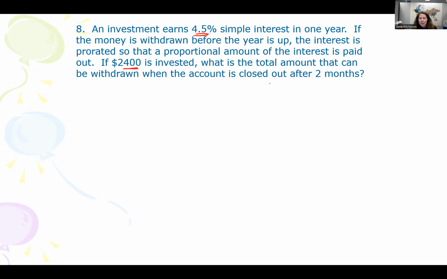All right, so we want to know the total amount that can be pulled out of this account after 2 months, right? So let's find out how much this interest should be. If the money is withdrawn before the end of the year, the interest is prorated so that a proportional amount of interest is paid out. All right, so let's take our interest equals P times rate times time. Our interest is not known, but we know our principal is 2,400. We know our rate is 0.045 and our time is going to be 1 year before we pull it out early, okay? So the amount of interest it should have drawn in 1 full year is $108. So for the year, our interest would have been $108.